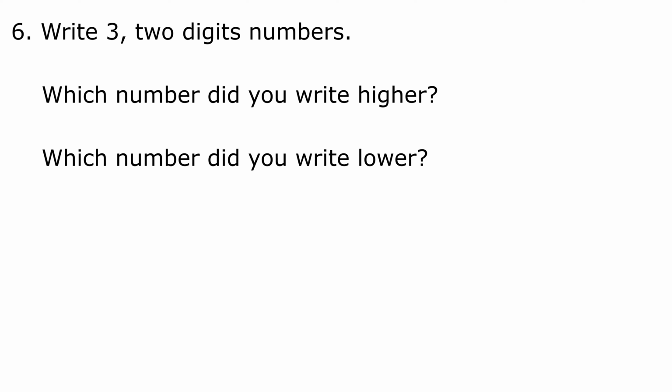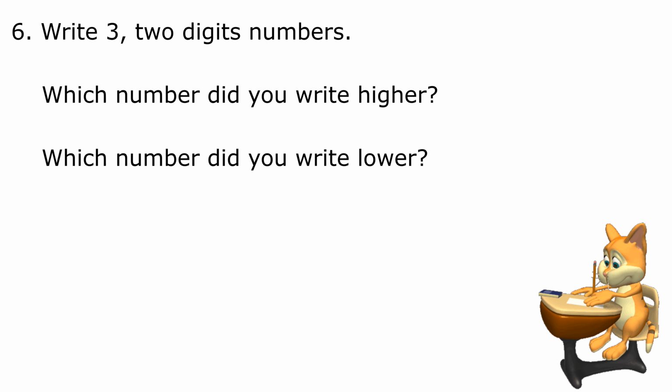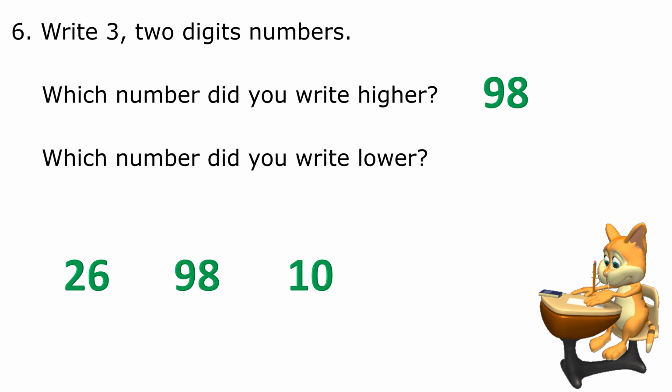Write 3 two-digit numbers. Which number did you write higher? Which number did you write lower? I wrote 26, 98, 10. Highest number is 98. Lowest number is 10.